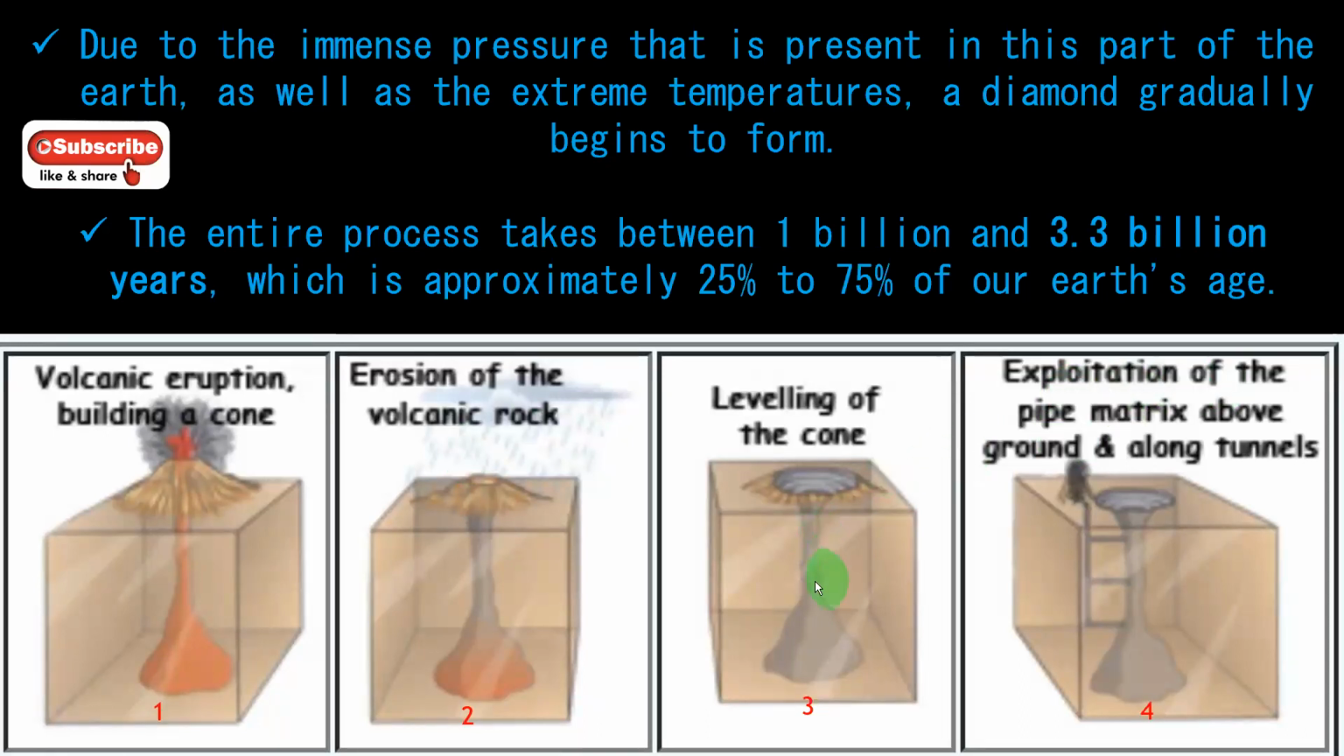This is called the pipe. Exploitation of the pipe matrix above ground and along tunnels. This is the tunnel, and these are the levels of 3 tunnels. Using these tunnels, we can take the diamonds from these cooled areas in the earth crust. It is a very big project. So we should understand this.